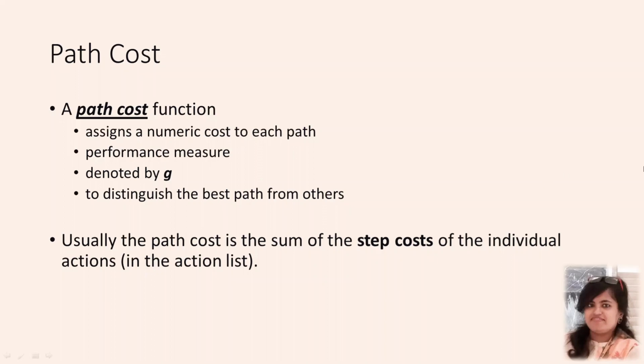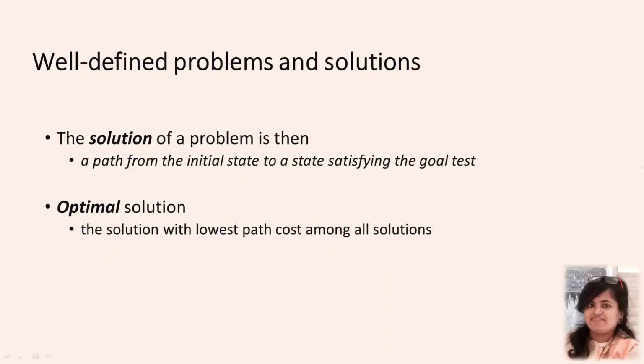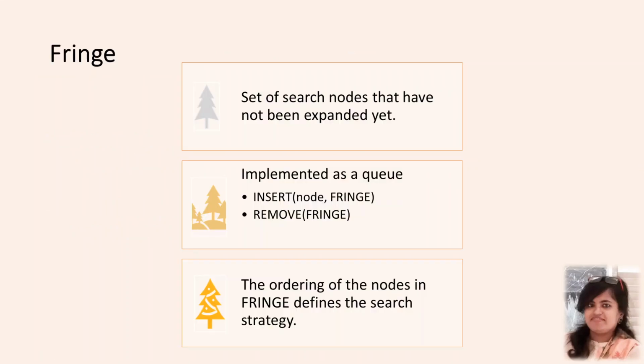Next, after the path cost, these are the five components we have already defined for the well-defined problems and the solution. So the solution of the problem is then the path from the initial state to a state satisfying the goal test, and the optimal solution is the solution with the lowest path cost among all the other solutions. That will be your optimal solution.